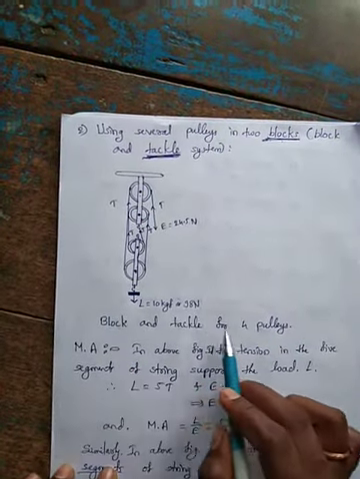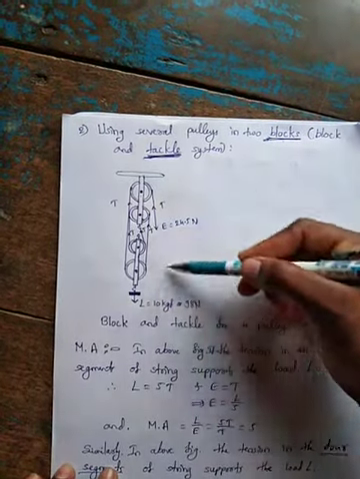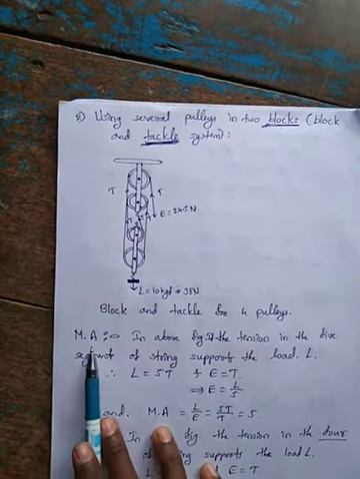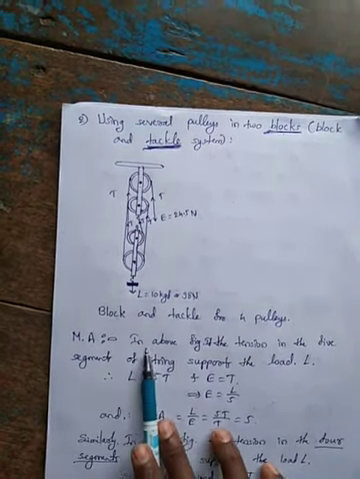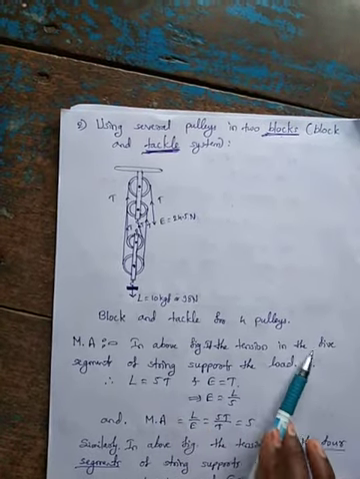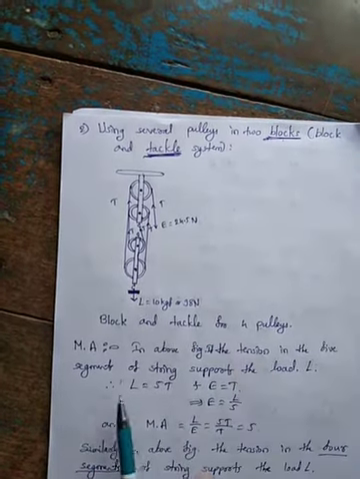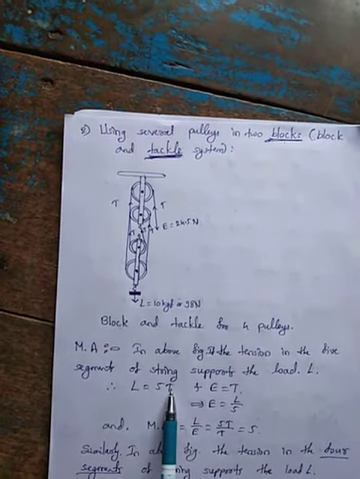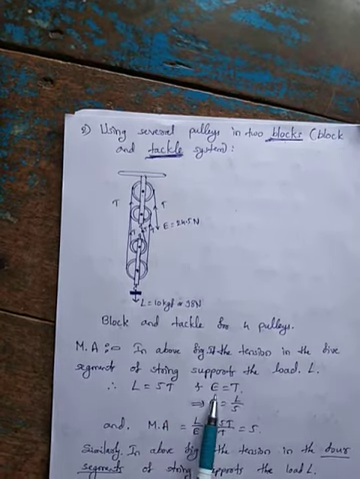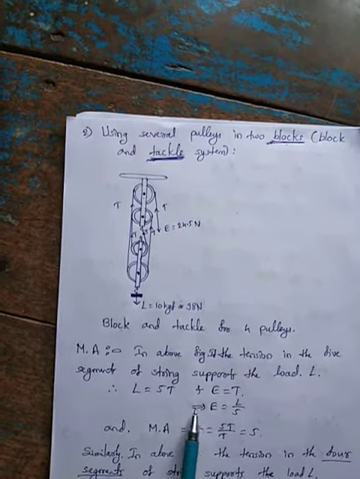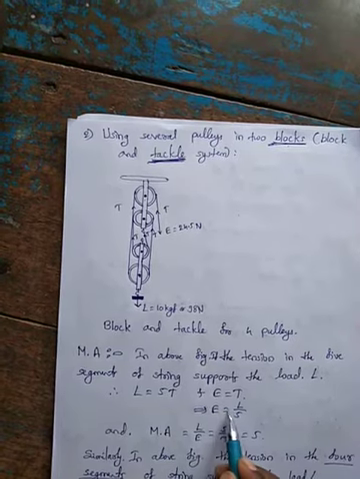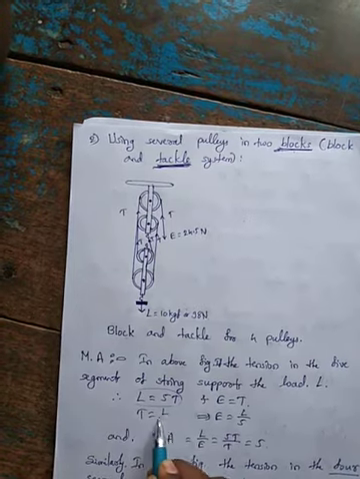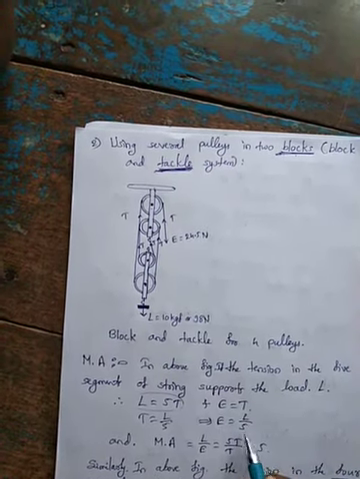Block and tackle for 4 pulleys. In this diagram, block and tackle for 4 pulleys. Mechanical advantage. In the above figure, if the tension in the 5 segments of a string supports the load L, then L is equal to 5T, 5 times T, and effort is T. So E is equal to L divided by 5. Using this, T is equal to L by 5.